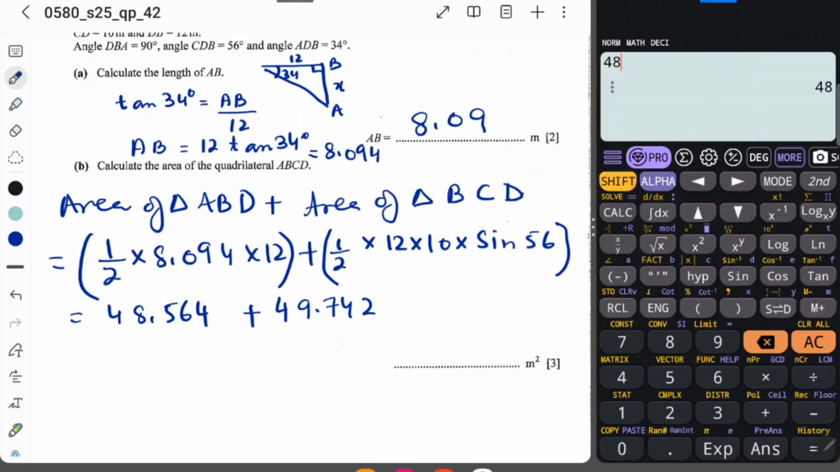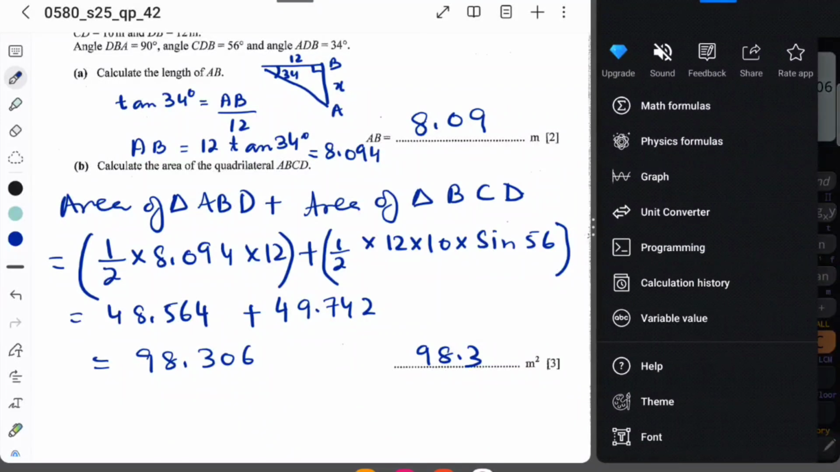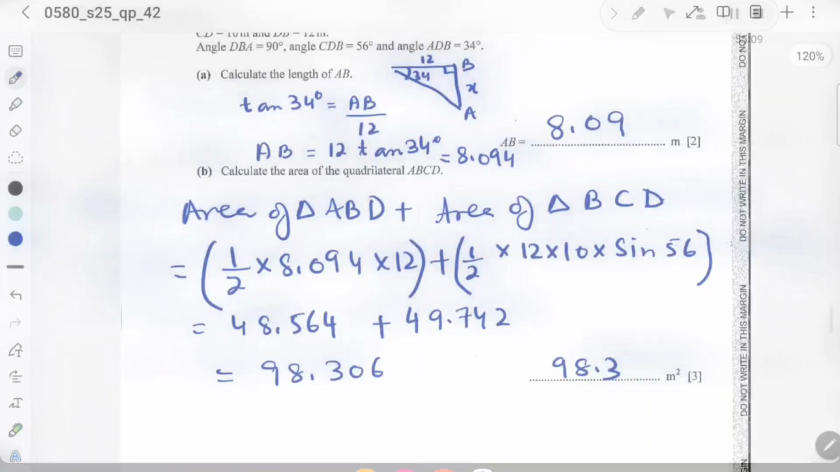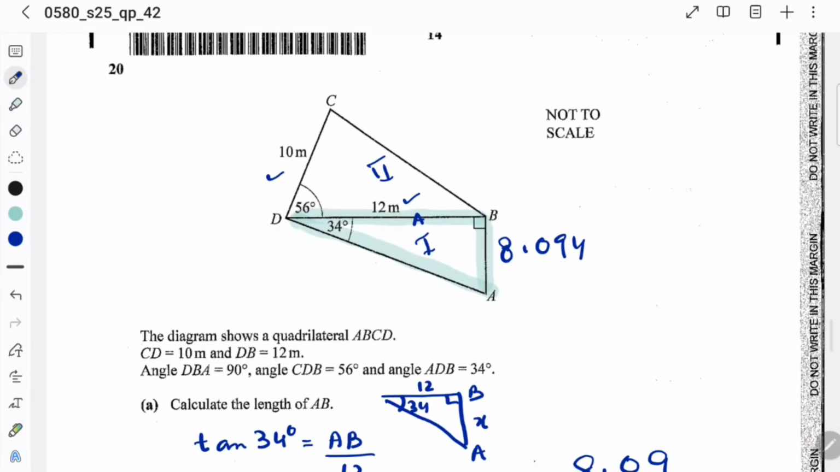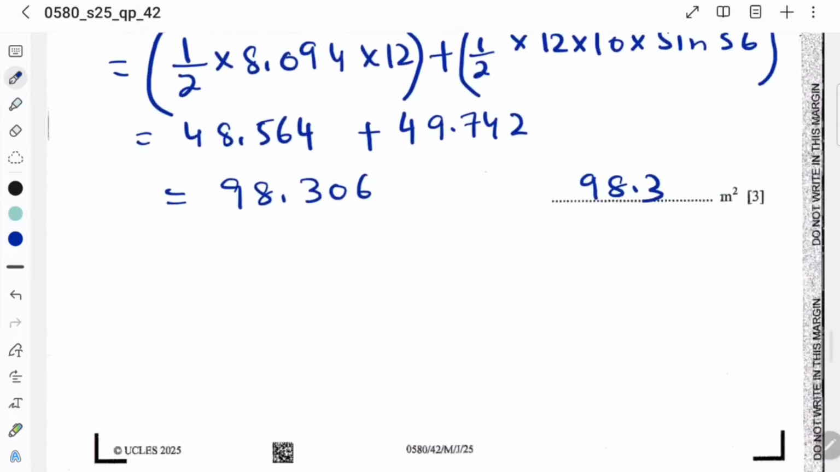So 48.564 and then 49.742, and then the final answer is 98.306. So 98.306, or 98.3 square meters, is the total area of this quadrilateral, wherever the area of the total region was required.